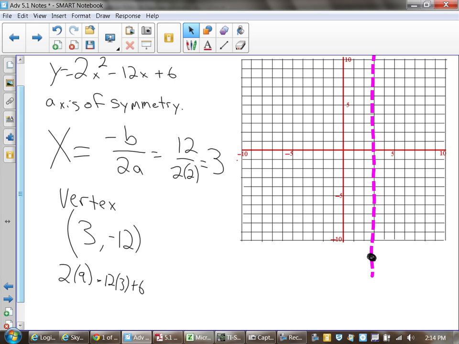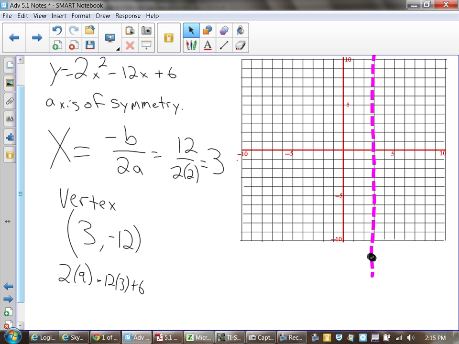Does the vertex open up, or does it open down? Remember that? Does it open upward, or does it open downward? What's the value of A? Is it positive or negative? So it's going to be opening upward.